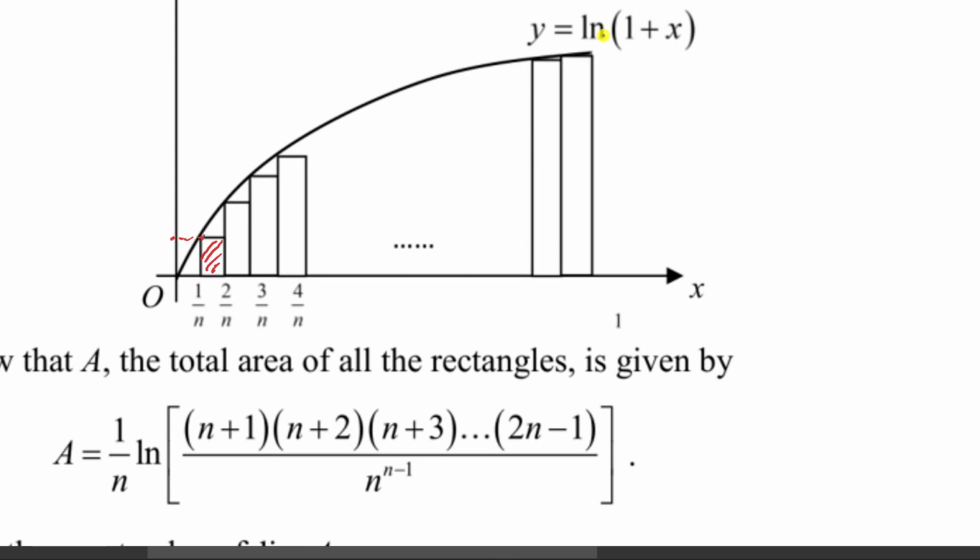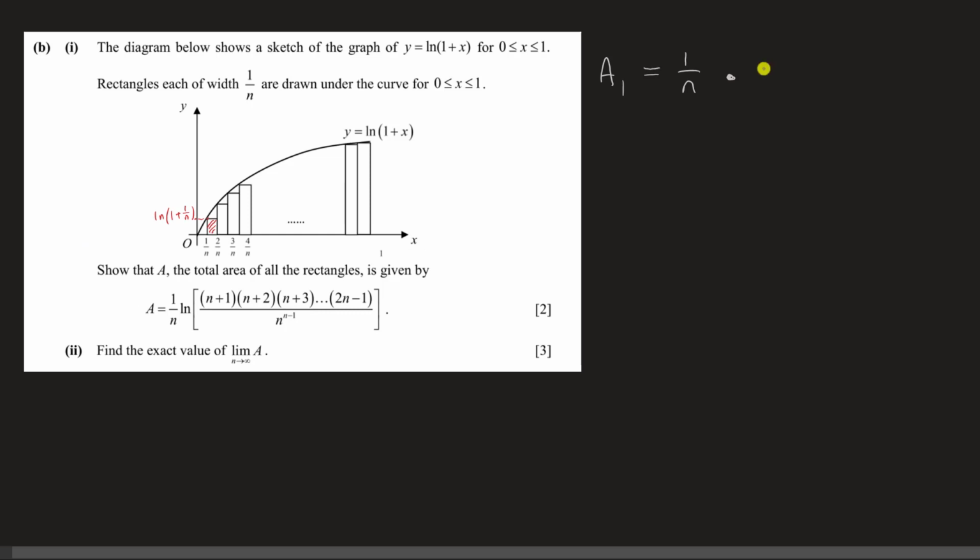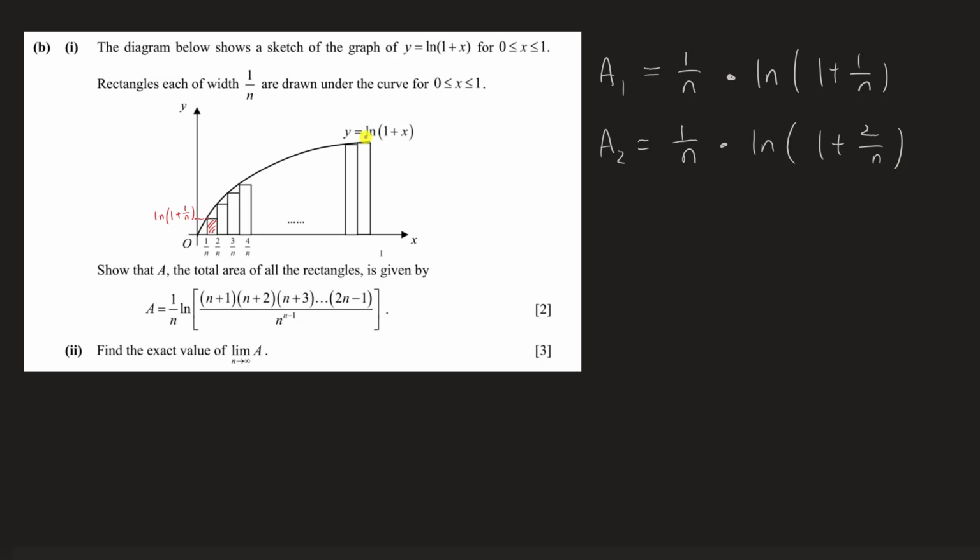Turns out it's ln(1 + 1 over n). So I'm going to take note. This will be ln(1 + 1 over n). What about the second rectangle? Same breadth. Sub 2 over n in this time. I'll get 1 + 2 over n. You get the idea, right? What about the last rectangle?